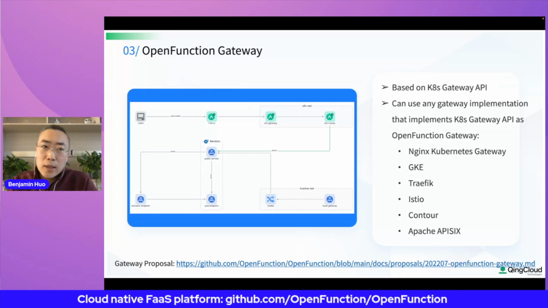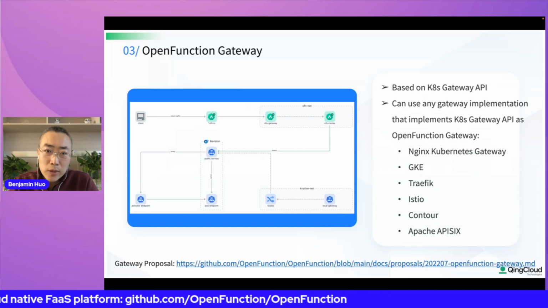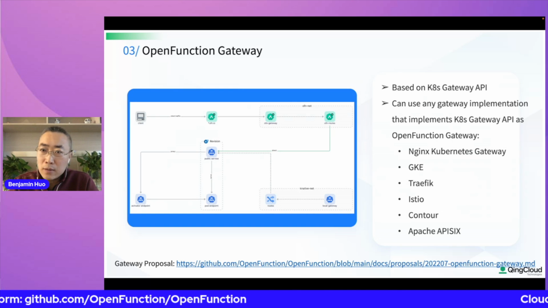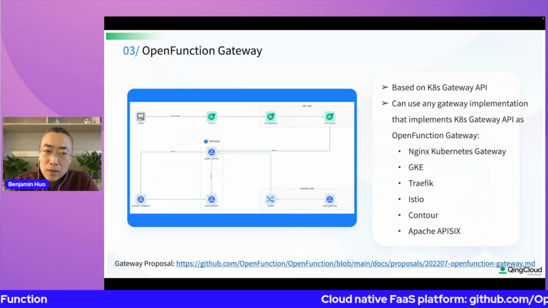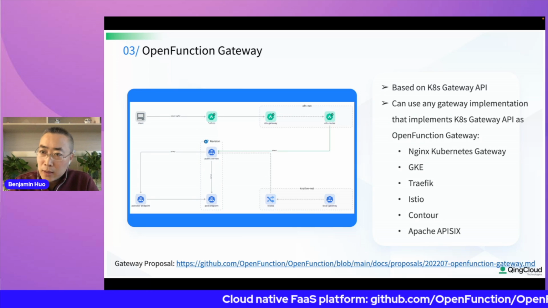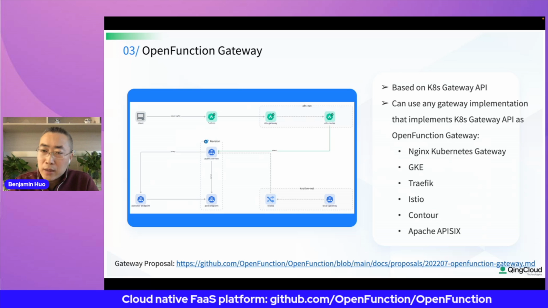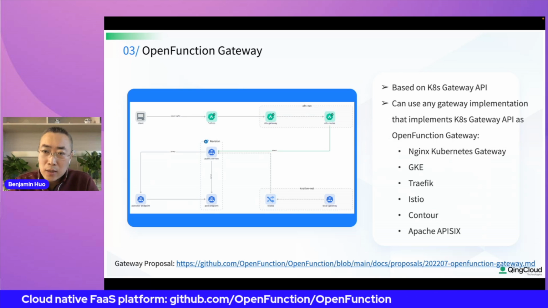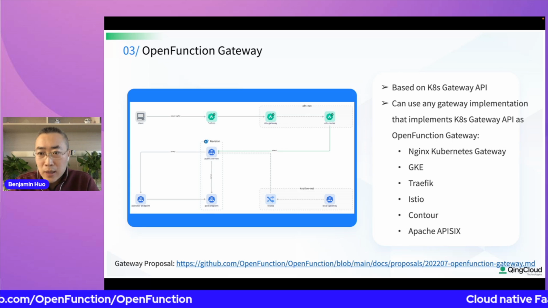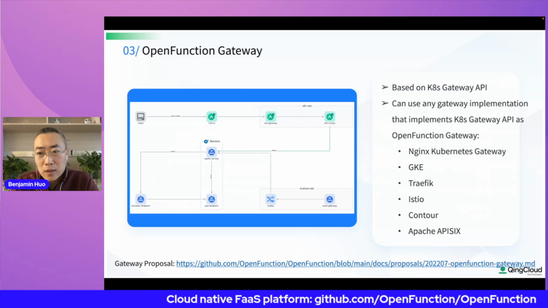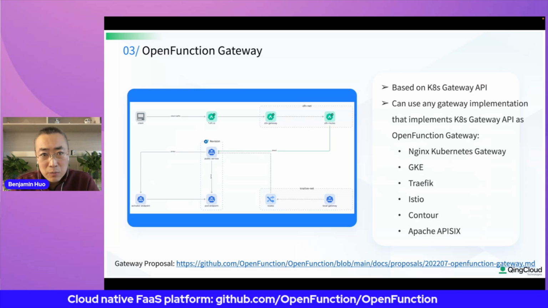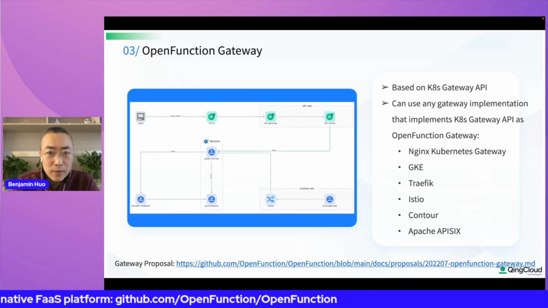And we also implemented our own gateway based on the Kubernetes Gateway API. We have our own gateway, and any gateway implementation that implements the Kubernetes Gateway API can be used as an OpenFunction gateway. He can choose any gateway implementation, actually. Yeah.